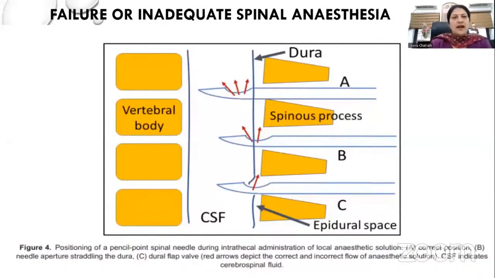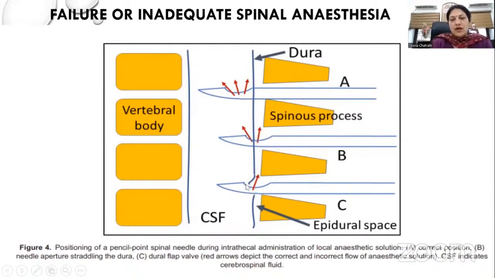Now, sometimes we see that there is failure or inadequate spinal anesthesia. This diagram is showing us the exact hole position for the pencil point spinal needle during the intrathecal administration of local anesthetic solution. Like in this diagram, as we are seeing, this hole is in the subarachnoid space and there is free flow of the drug. When the position of the hole is like this, some amount of drug is going into the CSF and some amount is going into the epidural space, giving a patchy effect.